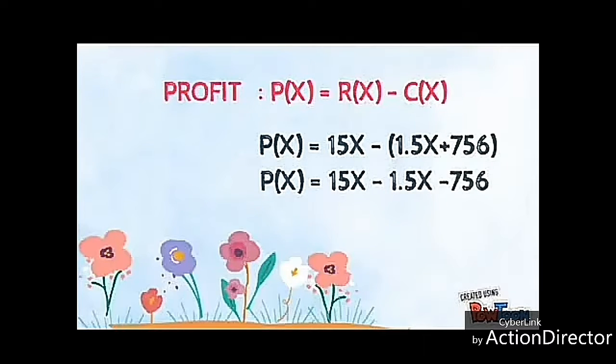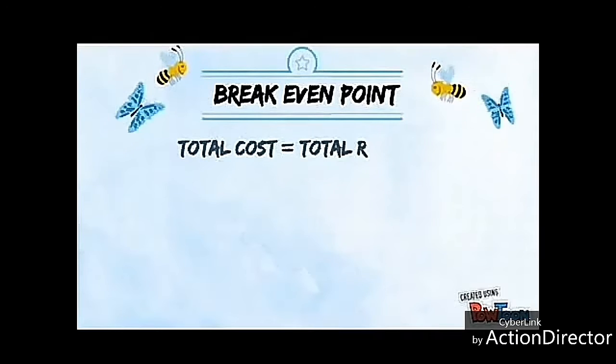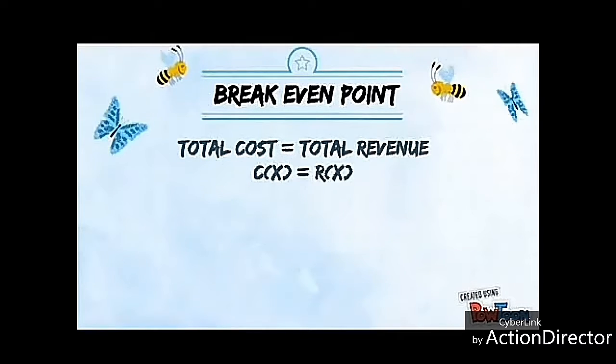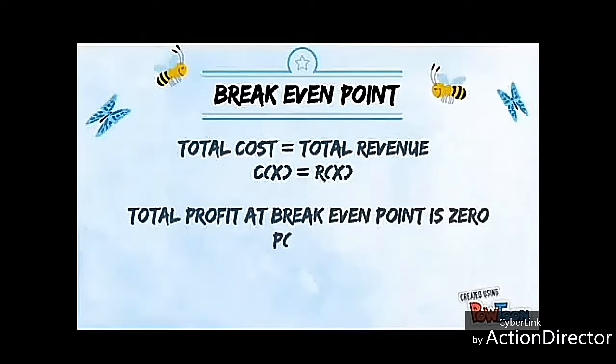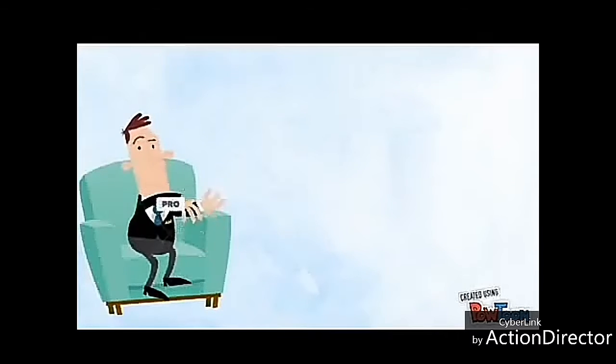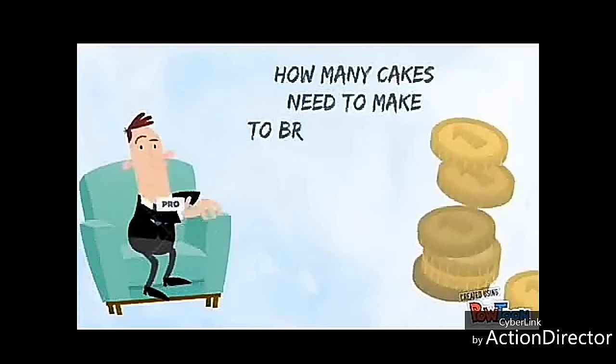Break-even point. Total cost equals total revenue. C(x) equals R(x). Total profit at the break-even point is 0. How many cakes need to be made to reach the break-even point? P(x) equals 0. 13.5x minus 756 equals 0. 13.5x equals 756. x equals 56.